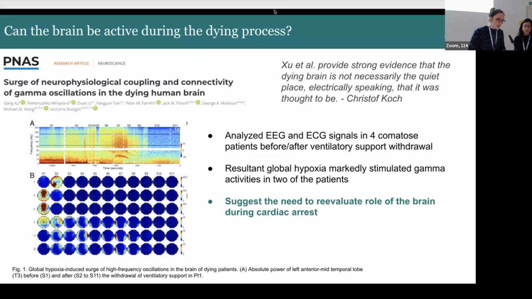Even more recently, similar findings have been reported for the data set that we have been analysing. This was EEG for 4 patients who were comatose at baseline, before and after the removal of their ventilatory support. The authors reported again a surge of gamma activity in 2 out of the 4 patients, not all of them, alongside cross-frequency coupling. So again, seemingly coordinated patterns of activity. The authors suggest there's a need to reevaluate the role of the brain after cardiac arrest during the dying process.